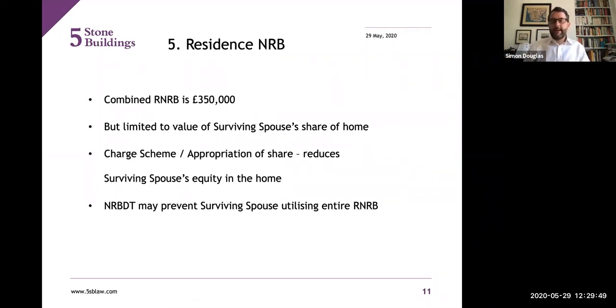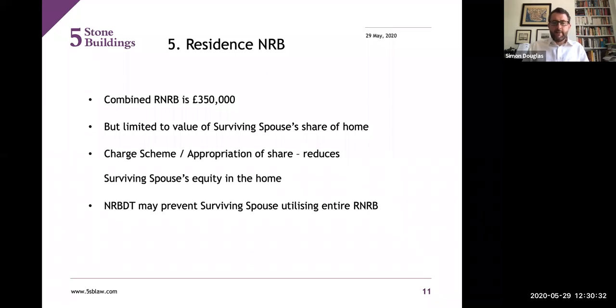Okay, the next topic is how does the nil rate band discretionary trust interact with the residence nil rate band? So the surviving spouse in our example will have their own residence nil rate band allowance of £150,000, and the first spouse to die will probably have been able to pass their residence nil rate band allowance to them. So there will be a brought forward allowance there. So the combined residence nil rate band allowance of our surviving spouse will be £350,000.